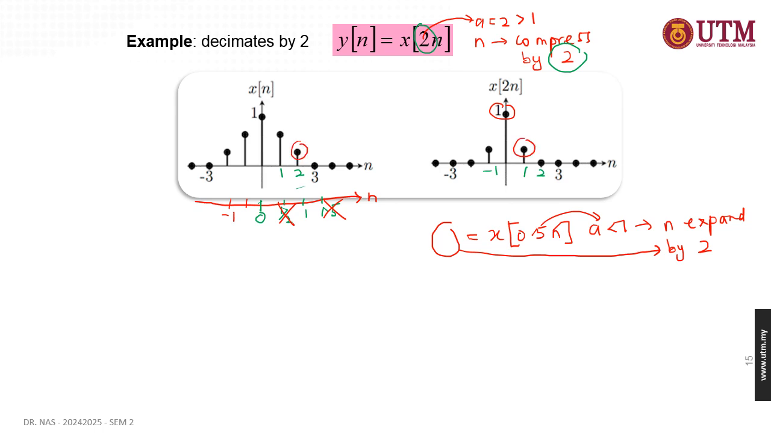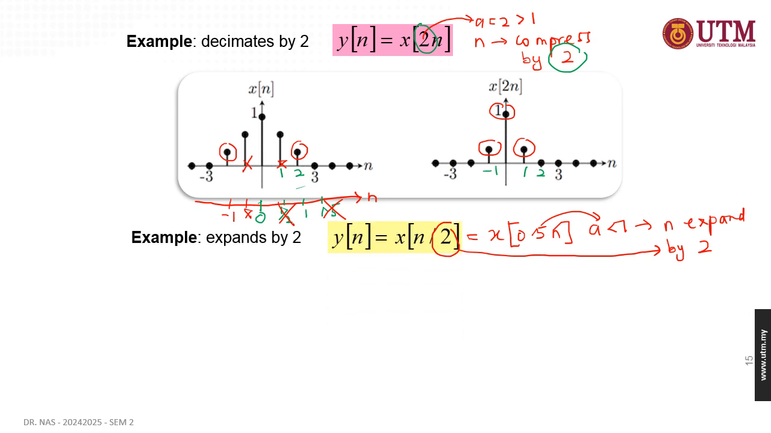Okay, and then at negative 1 the amplitude is this. You don't have to consider the n with a point, so you don't have to consider this one and also this one. Okay, let's look at another example.